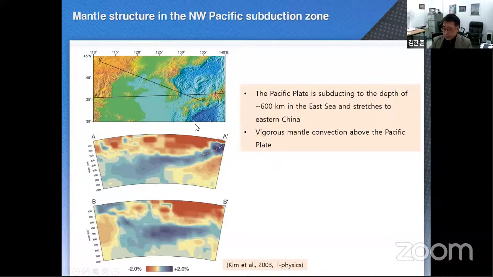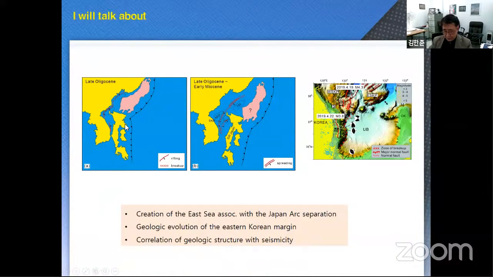I will talk about how the Japan Arc was separated from the Korean margin and how the geologic structure evolved at the Korean margin. I will then talk about the correlation of geologic structure with the earthquake occurrence.